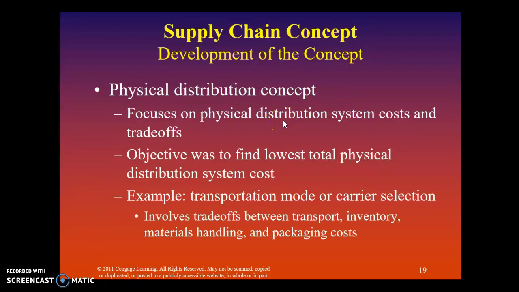When we think about that, we also look at the part of it as the physical distribution. We think about that distribution system with the physical distribution system costs and trade-offs. The main objective is always to find the lowest total physical distribution system cost. And sometimes examples can be found in our transportation carrier selection. Sometimes that trade-off has to be between transport, materials handling, packaging cost, and inventory.